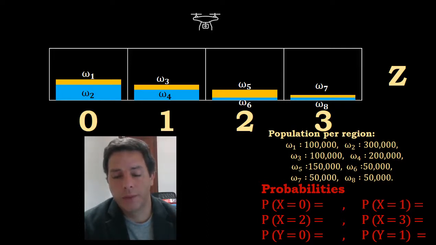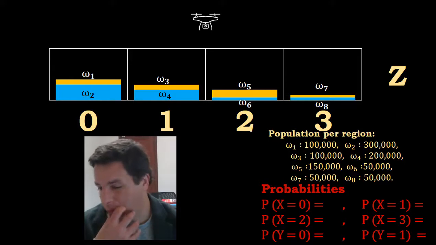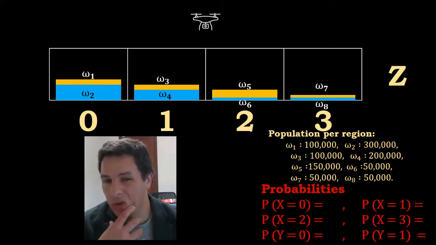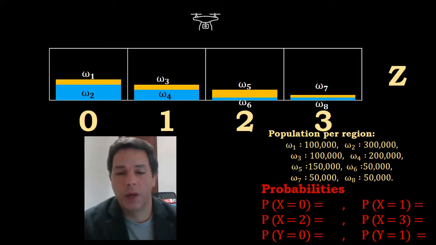And what's the probability of y equals 1? Well, we can add omega 2, omega 4, omega 6, and omega 8, the probabilities corresponding to those outcomes, and it would be 0.6.